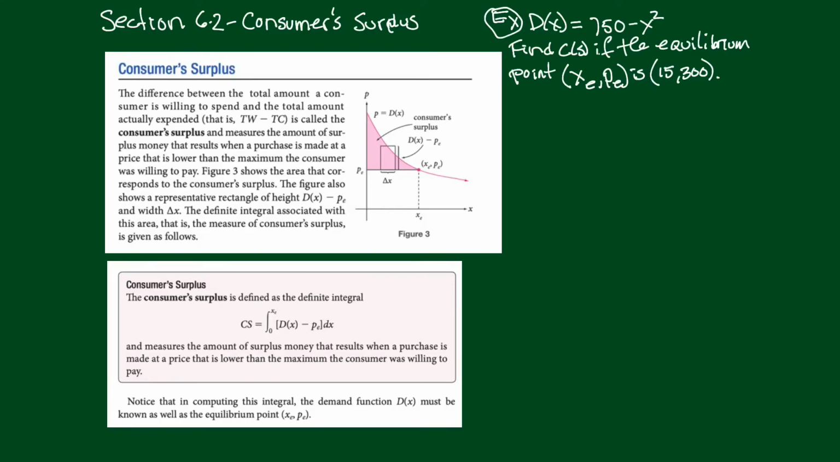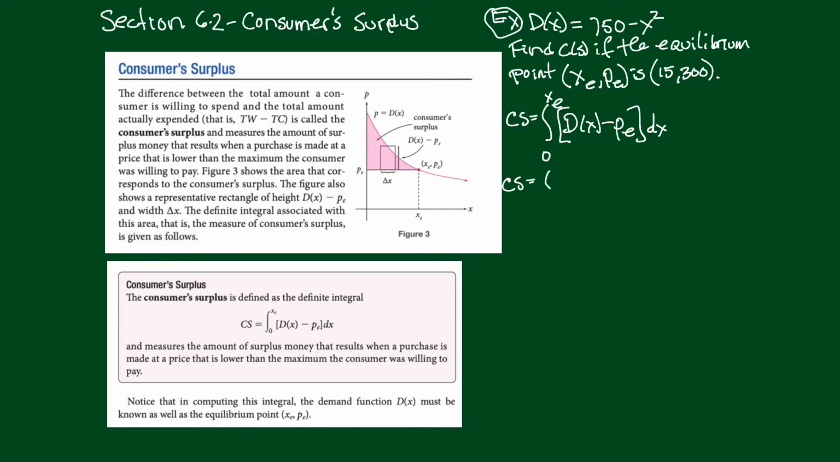Here's an example of what we mean here. Suppose that the demand function for a particular product is 750 minus x squared, and we're given the equilibrium point to be (15, 300). So let's find the consumer surplus. Here's our definition: the consumer surplus is the integral from 0 to x sub e, and we're given x sub e, that's going to be 15, of d of x minus p sub e. And we're given p sub e in this case. p sub e is 300.